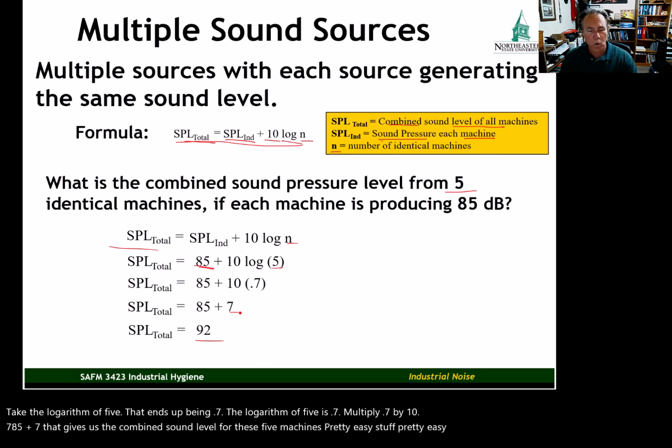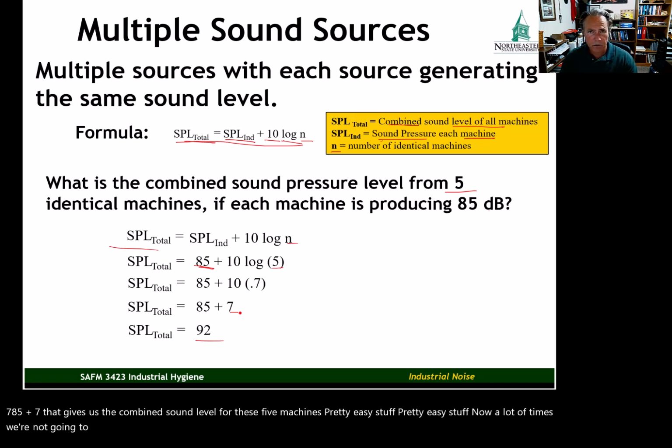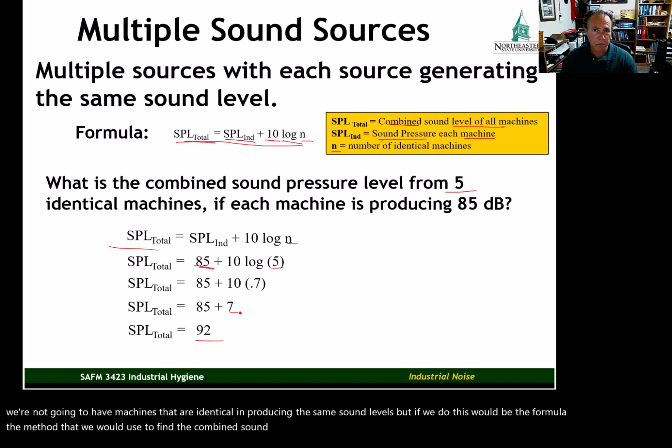Now, a lot of times we're not going to have machines that are identical and producing the same sound levels, but if we do, this would be the formula, the method that we would use to find the combined sound level created by the machines.